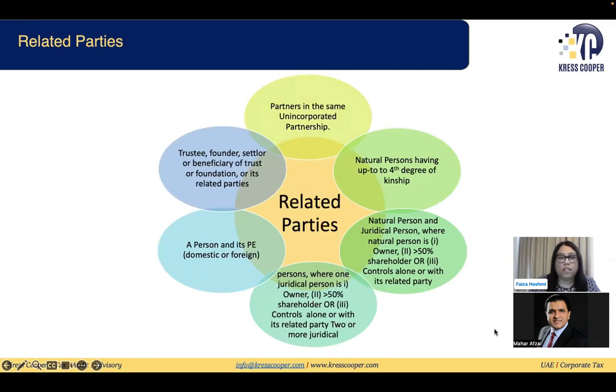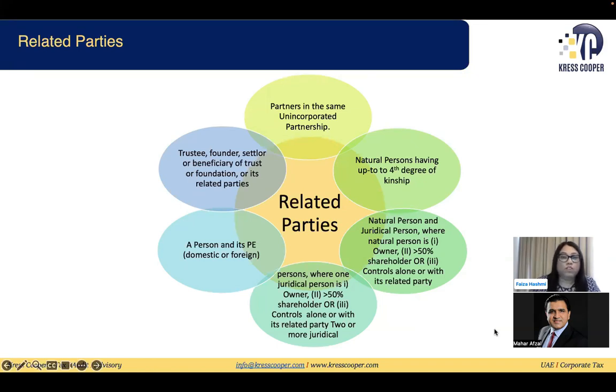Yes, so under the corporate tax rules, related parties are natural persons who have up to 4 degrees of kinship, or a natural person and a company, a juridical person, where the natural person is either the owner of the company, has more than 50% shareholding, or controls that related party. Or where there are two or more companies, and one is the owner or has 50% or more shareholding or controls the other company, together or alone. If there's a person and a permanent establishment, those will be considered related parties. Any trustee, founder, settlor, or beneficiaries of a trust or foundation are related parties. And partners in the same unincorporated partnership are related parties.